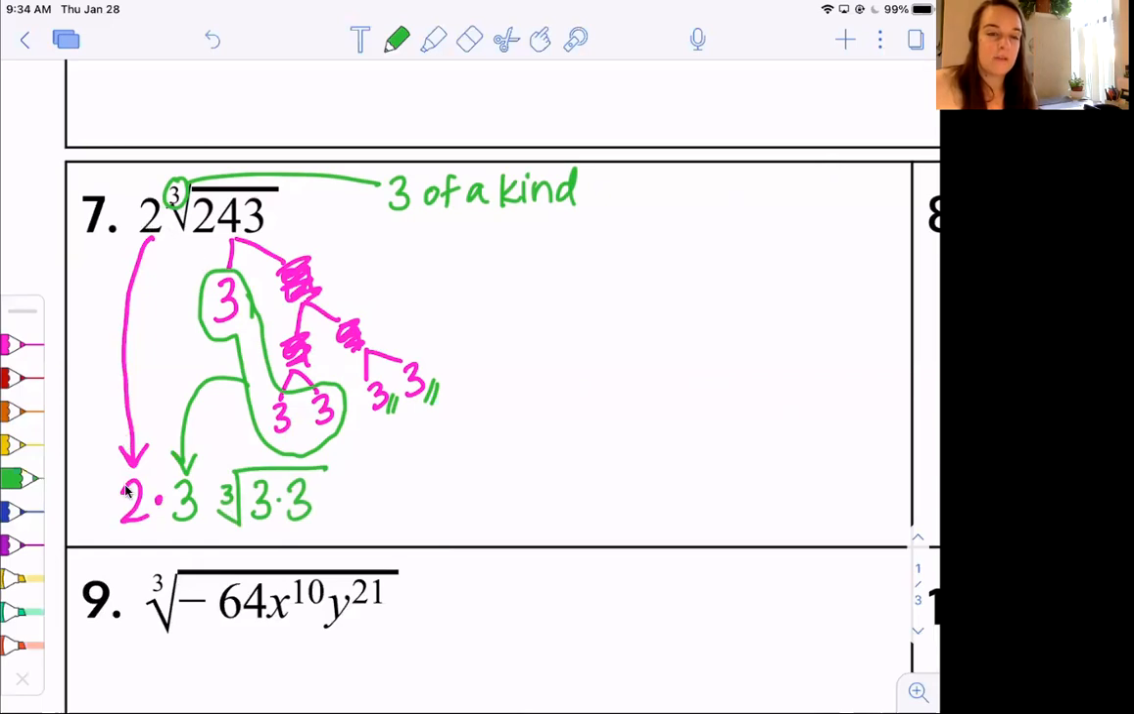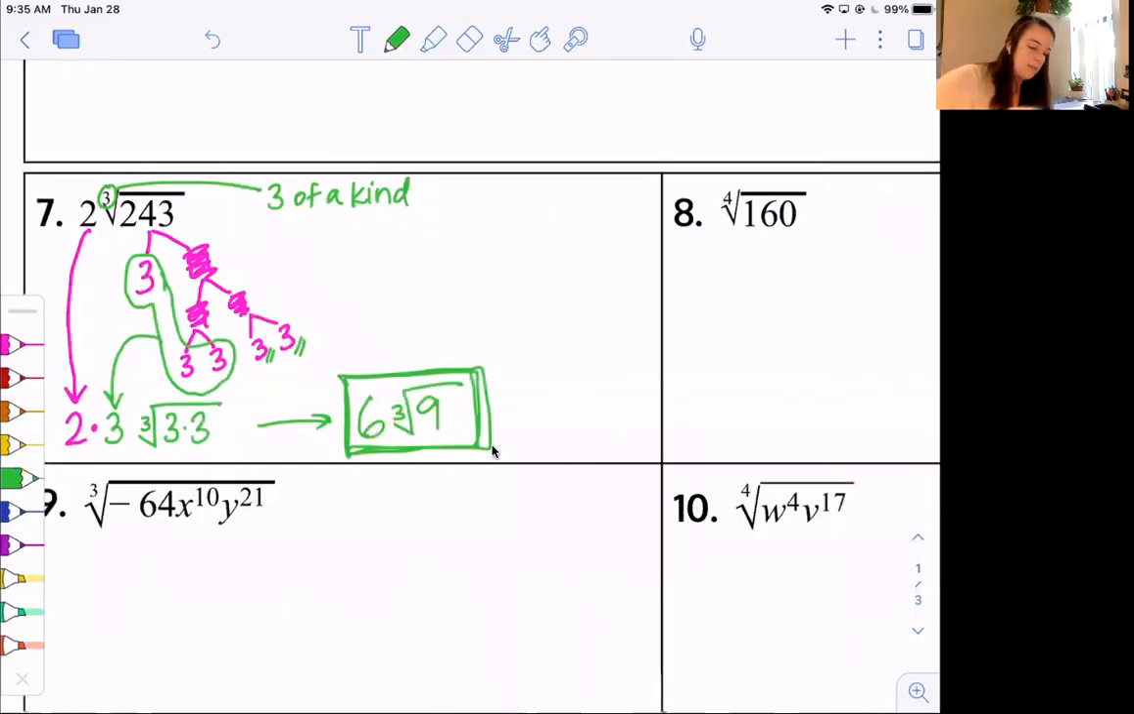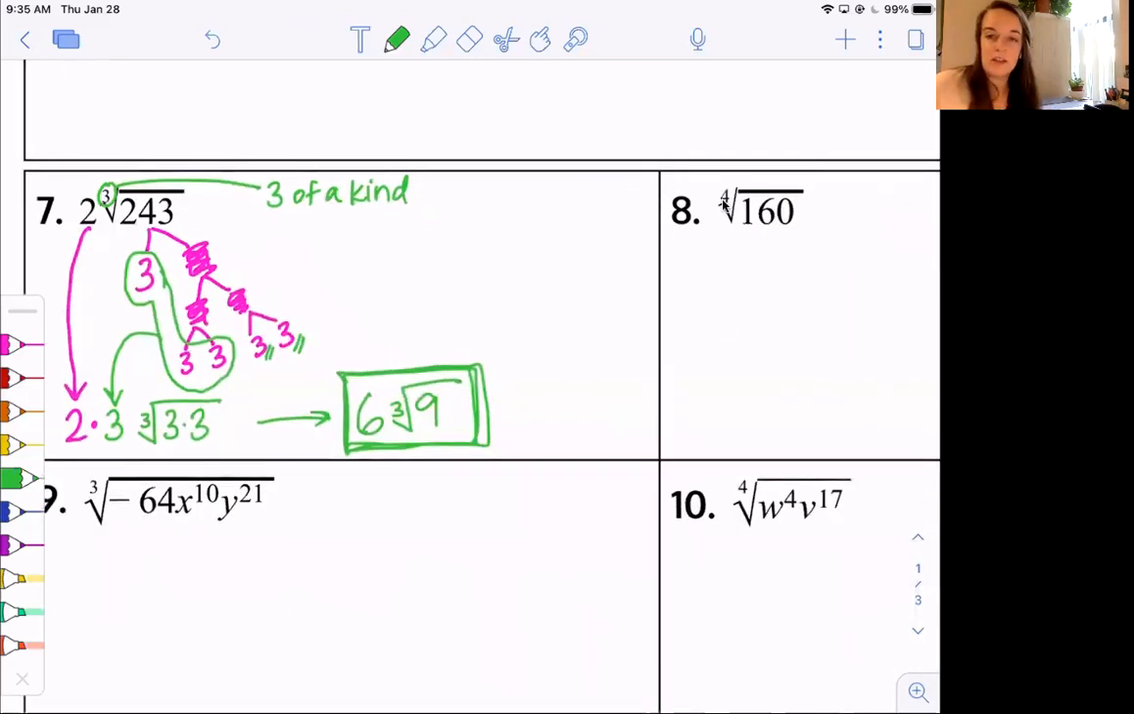So I have my coefficient from before, my group coming to the outside, my leftovers on the inside. And I'm going to go ahead and put those together. 2 times 3 is 6. Cube root, 3 times 3 is 9. So 6 cube root of 9 is the same as 2 cube root of 243. These are equivalent to each other. Take a moment to finish writing that example. If you're ready, you can get started on number 8.